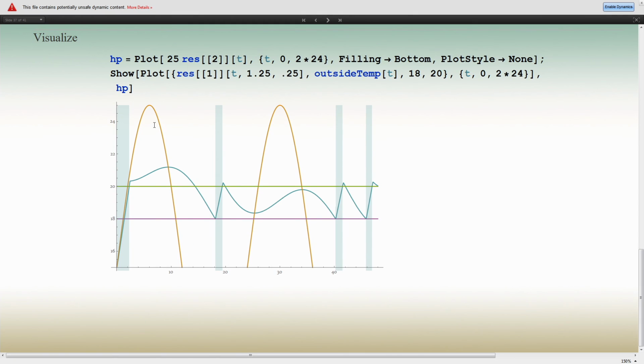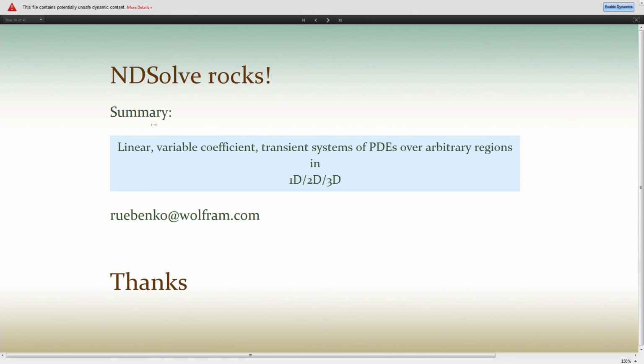OK, so that's basically what I want to say. As a summary, I'd say NDSolve rocks. We can solve linear, variable coefficient, transient systems of PDEs over arbitrary regions in 1, 2, and 3 dimensions.